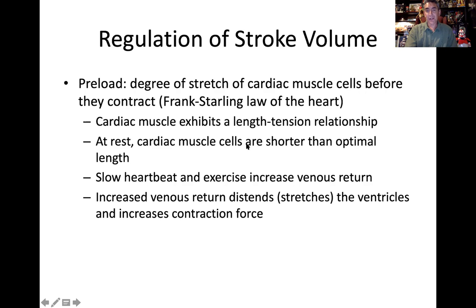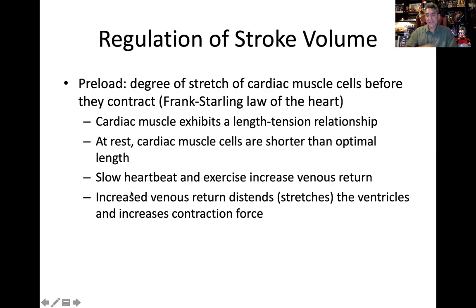So again, at rest, cardiac muscle cells are at shorter than optimal length. So when they're filling, they're not optimal. When they get to that moment right before systole, they're fully stretched, so they generate a strong contraction.